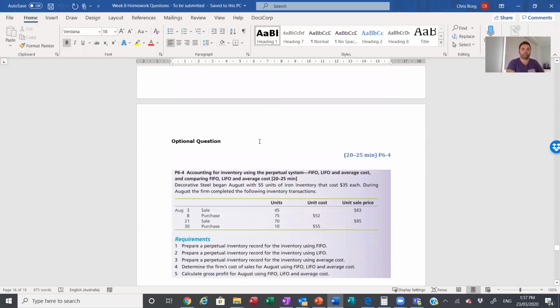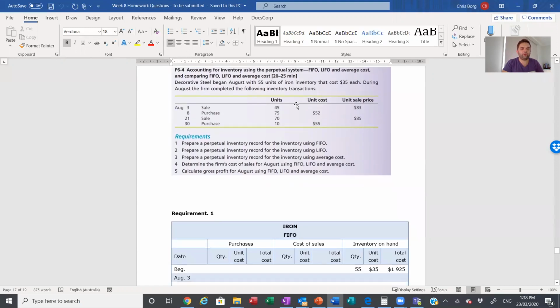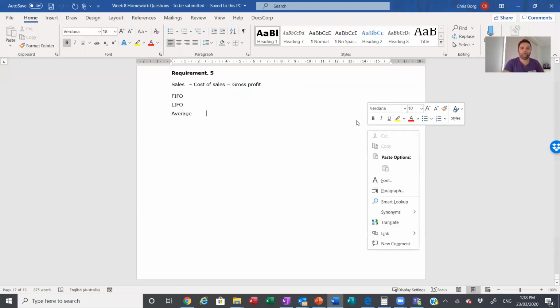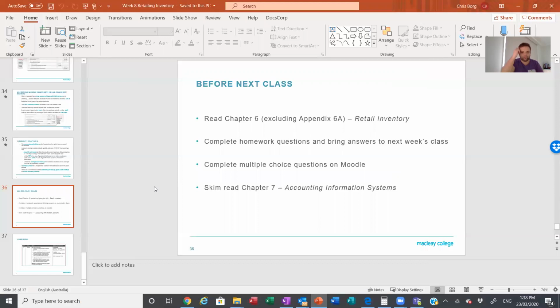And then we've given you an optional question to finish off, which is problem 6-4, accounting for inventory using the perpetual system of FIFO, LIFO and average costs, and comparing them. So using the different systems, determining the firm's cost of sales and calculating profit for August using FIFO, LIFO and average cost. You would have all been emailed those questions at the beginning of the class.